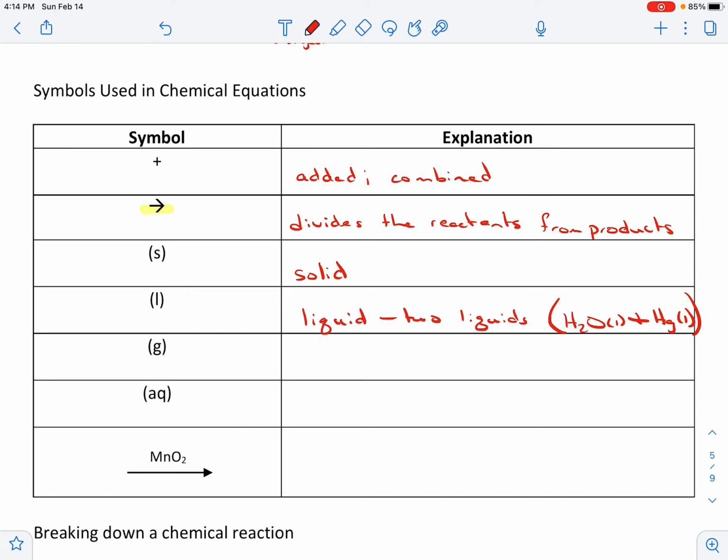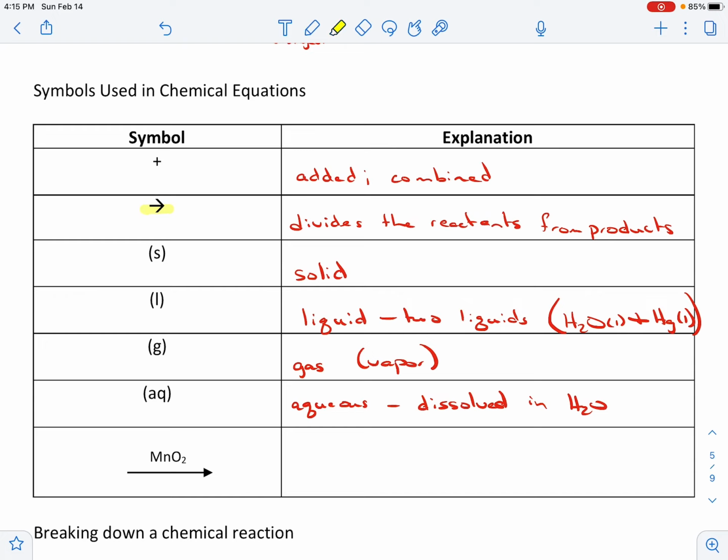All right, let's look down here. G, we have a gas. This can also be represented by the word vapor. A lot of times vapor is used, so make sure that you also represent that with a G. The last one there is AQ. As far as the states, AQ stands for aqueous, and that means it's been dissolved in water. So this is where all our other liquids come into play. If something is dissolved in water, we use AQ for it.